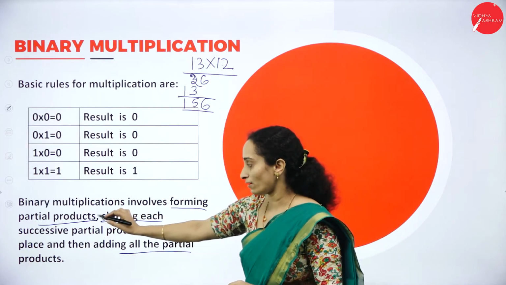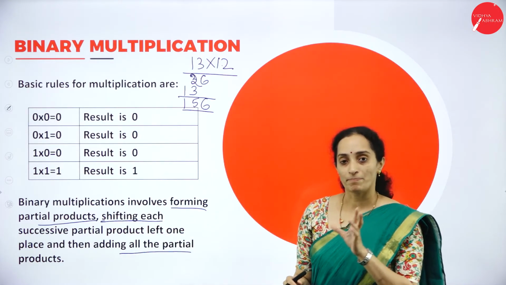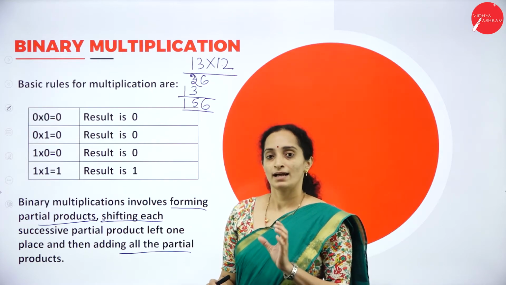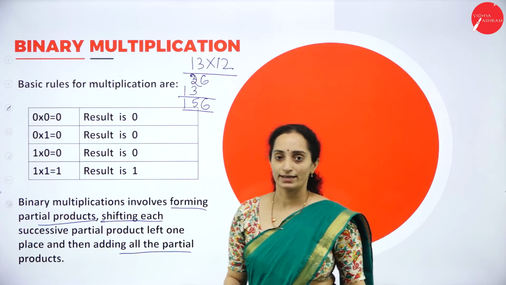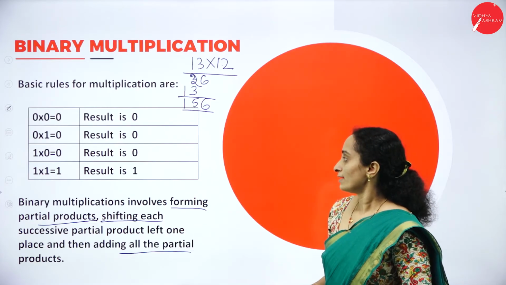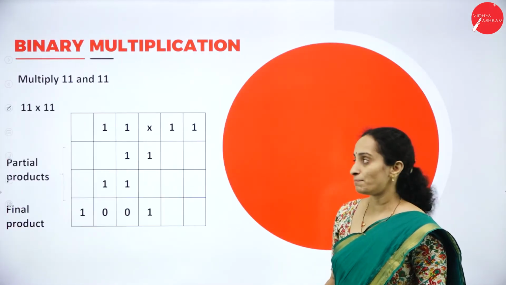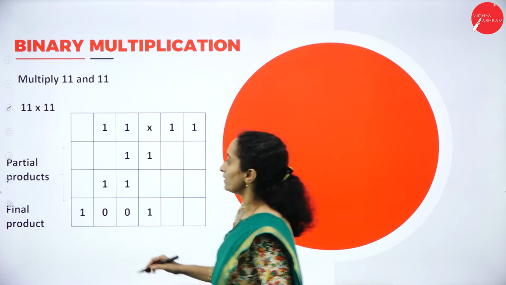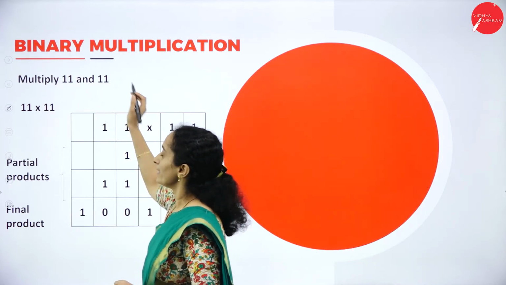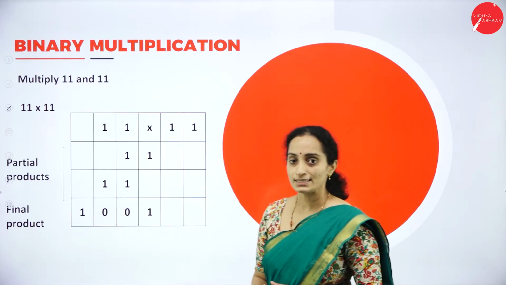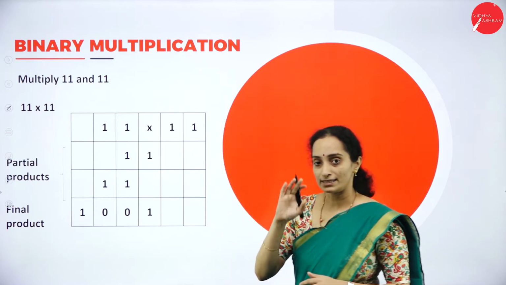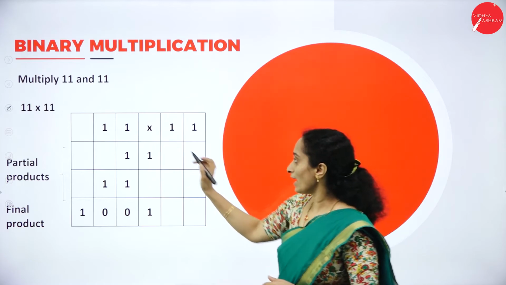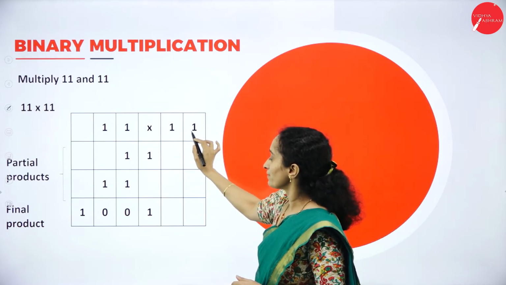In the same way, in binary arithmetic also, we will get partial products. By adding these partial products, we will get the final product. Let's take an example. Here, you have to multiply 1, 1 with 1, 1.